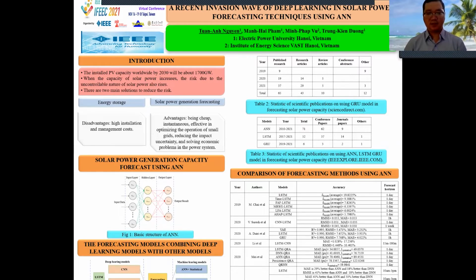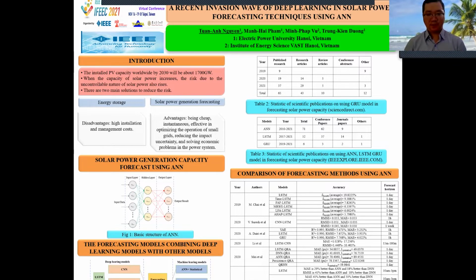Solar energy is a popular renewable energy source because of its abundance and environmental friendliness. According to statistics, the installed PV capacity worldwide by 2030 will be about 1,700 gigawatts. Therefore, in recent years, solar power has played a significant role in providing electricity for people.